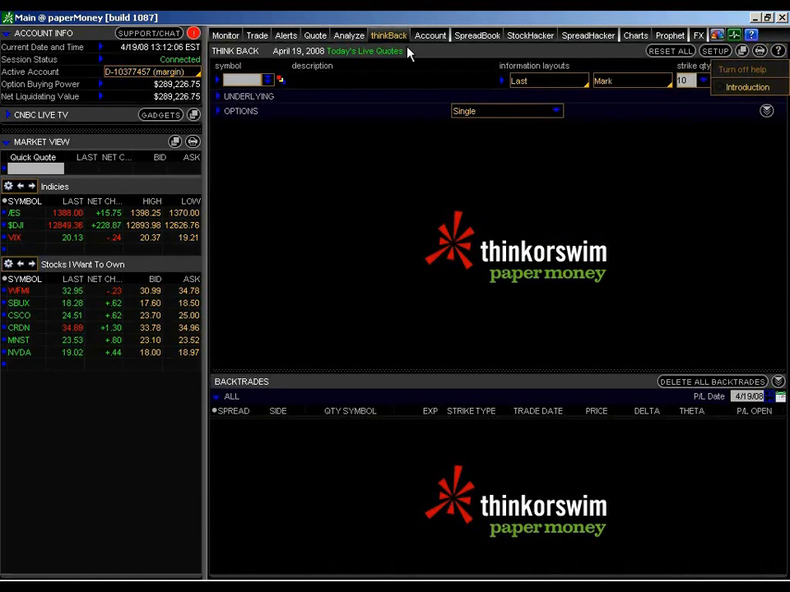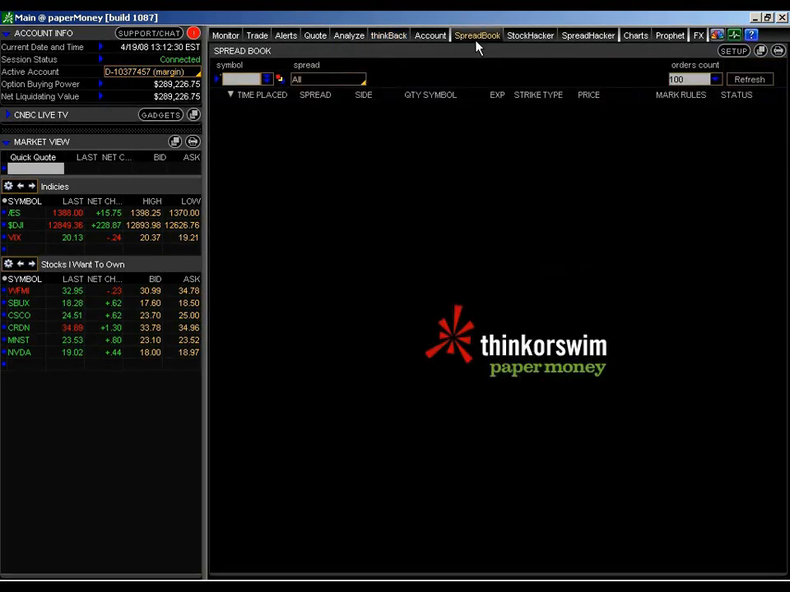It's kind of an interesting little thing. I don't really use it, but it allows you to put a symbol in and then perform an analysis of how a system would have turned out based on back testing. So you can kind of play with that if you like. I really don't use it too much.